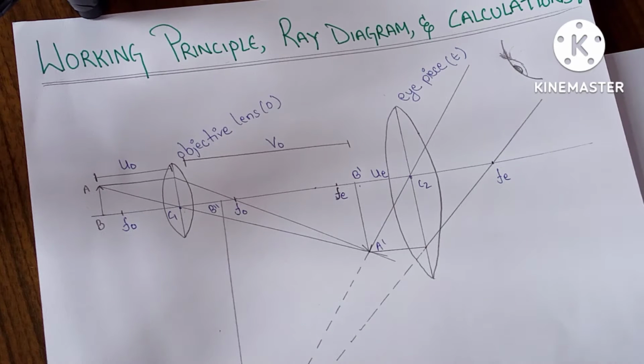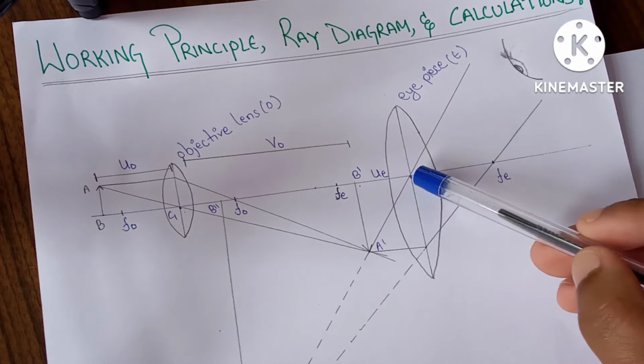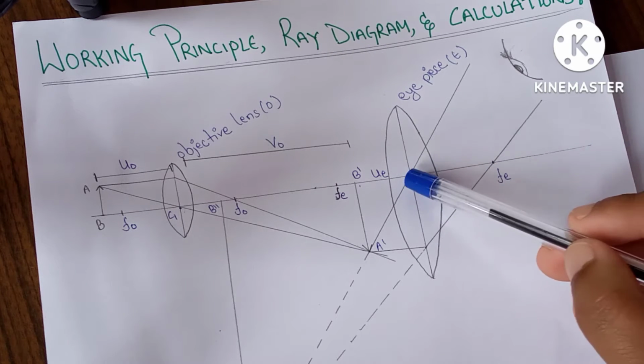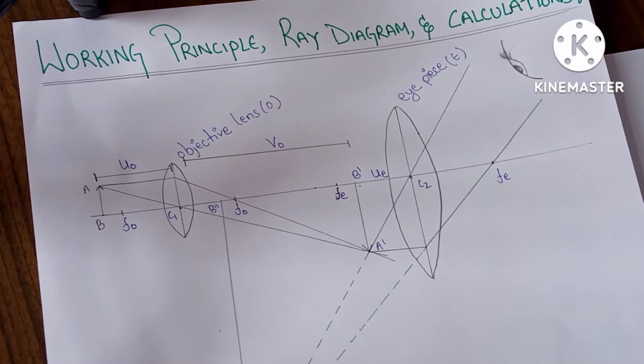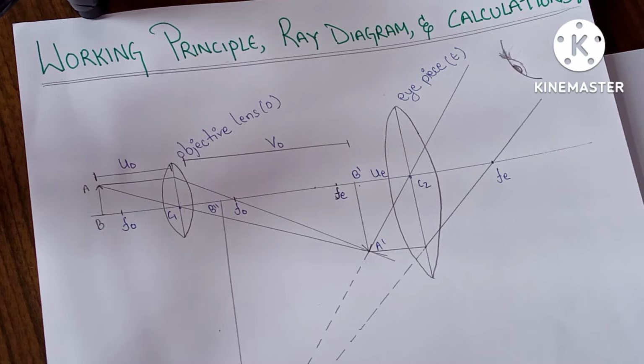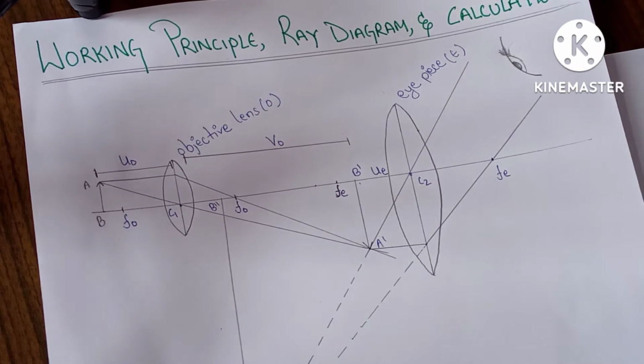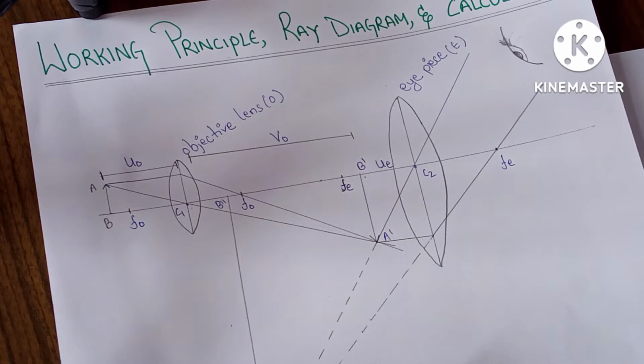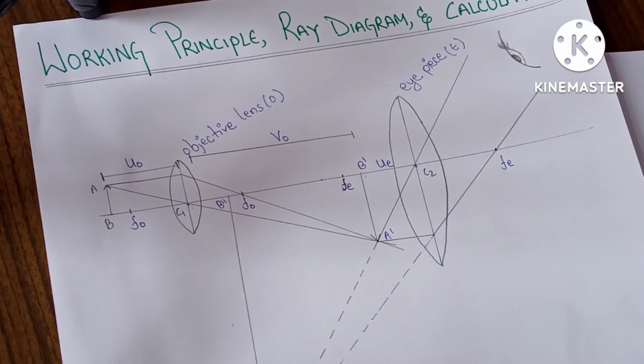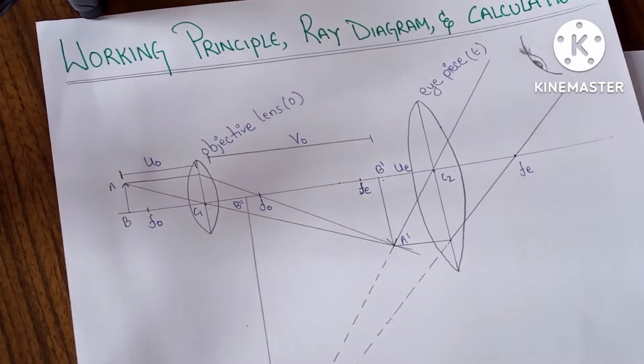And now the question is, why do we have to adjust it to become the distance of distinct vision D? It is because if this is the distance of distinct vision, we can clearly see the image. So we have to set it that way. And we are done with the working principle of the microscope. We have already seen it till here. Now we'll discuss its calculation, that is magnification.